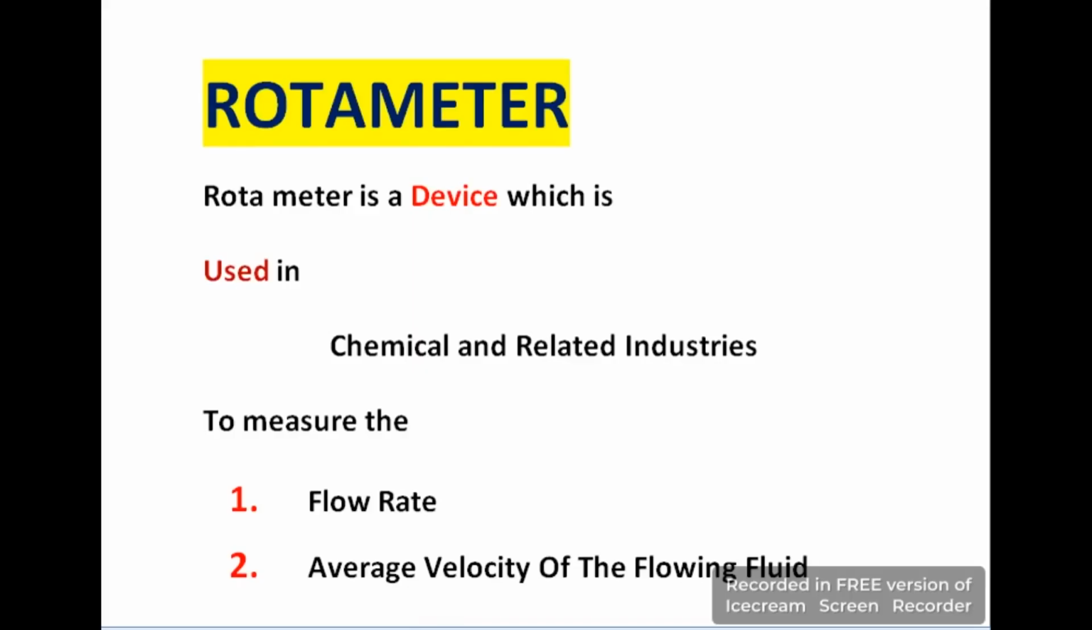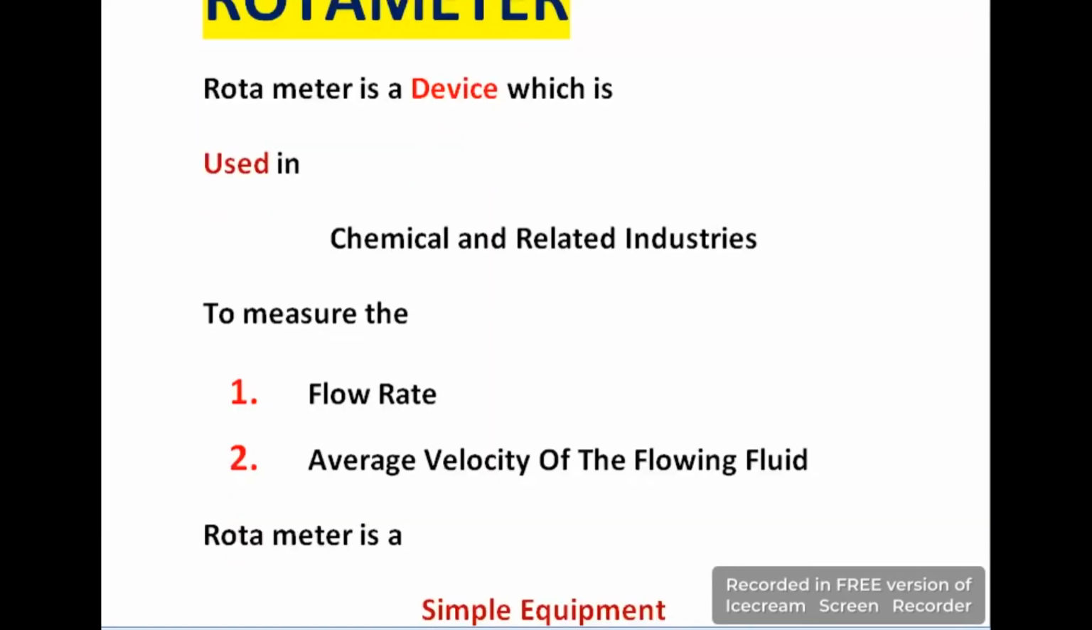Here I will present very important points of the rotameter device. Hope after this lecture you do not need to search for more data about the rotameter. So a rotameter is a device which is used in chemical and related industries. The purpose is to measure the flow rate and average velocity of the flowing fluid in the pipes.